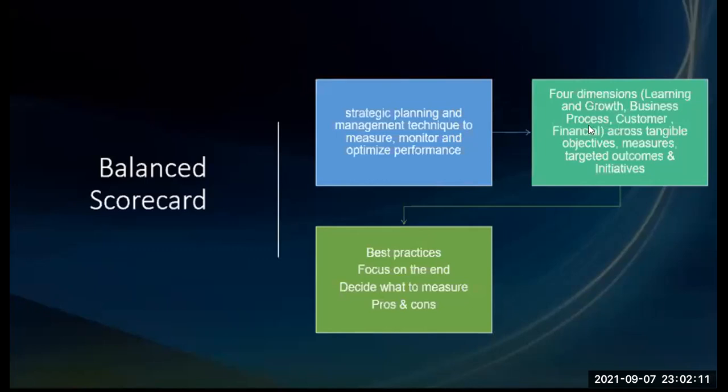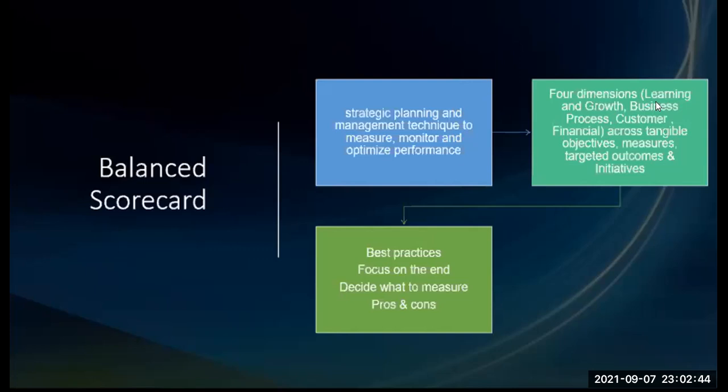The reason we have selected these four dimensions, it's not that I've selected them, it's the standard technique. When you focus on learning and growth, your business process will improve, correct? And when your business process improves, your customers will be happy, right? And when your customers are happy, your financial numbers will be good. So everything is interlinked, which is why these four dimensions are very carefully chosen to measure strategic performance.